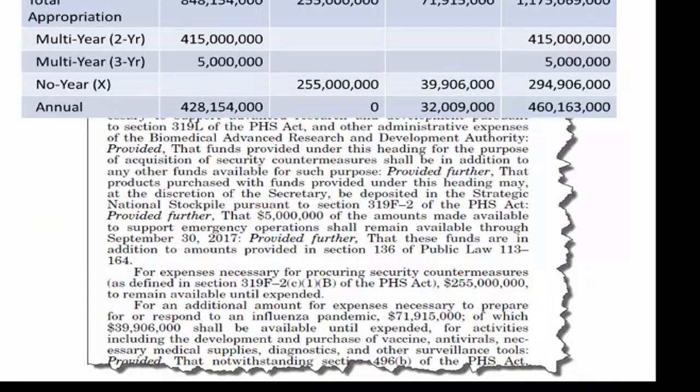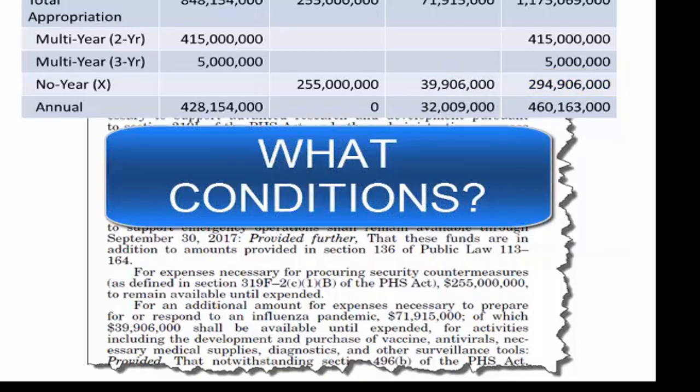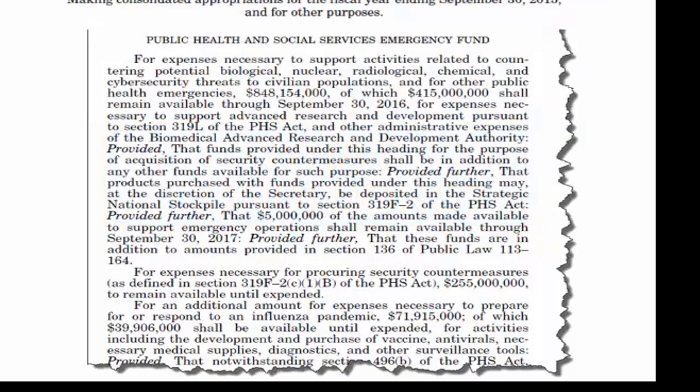But notice that the third unnumbered paragraph appropriates $71,915,000, of which $39,906,000 is no year, leaving $32,009,000 available for 1 year. The total amount appropriated for this account for 1 year is therefore $463 million. The no-year amounts, $255 million in paragraph 2 and $39,906,000 in paragraph 3, total $294,906,000. Finally, question 5. What conditions are there on the use of the appropriations?